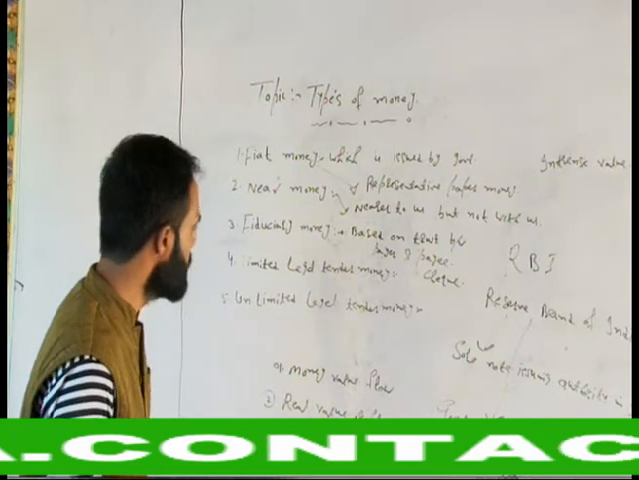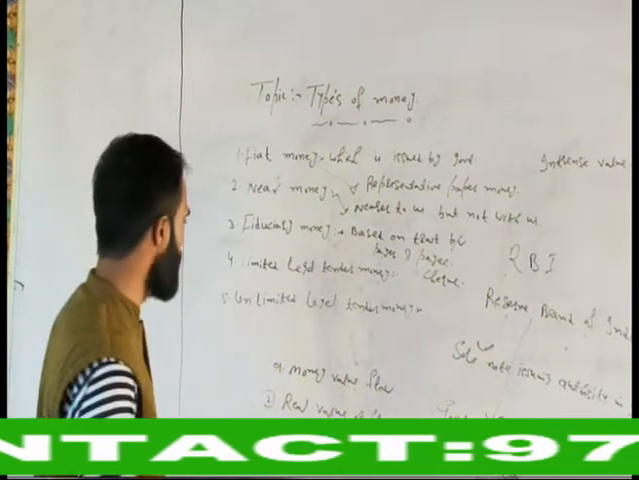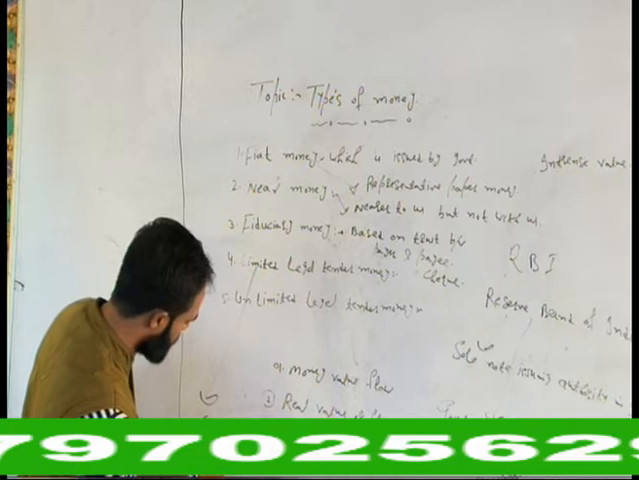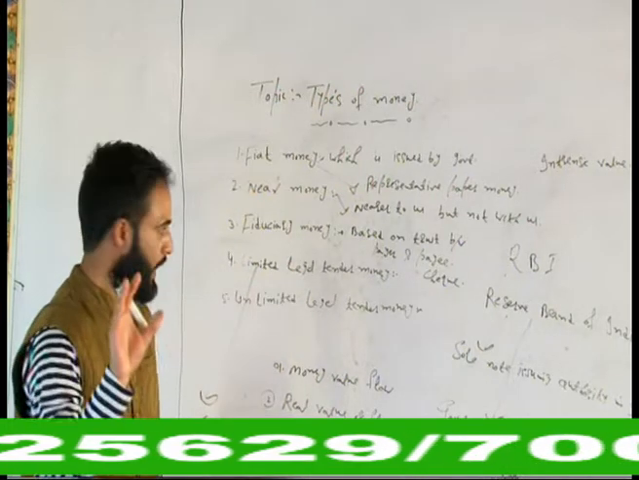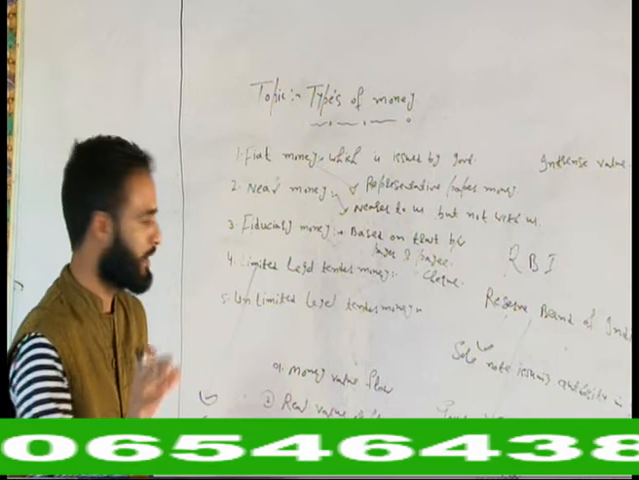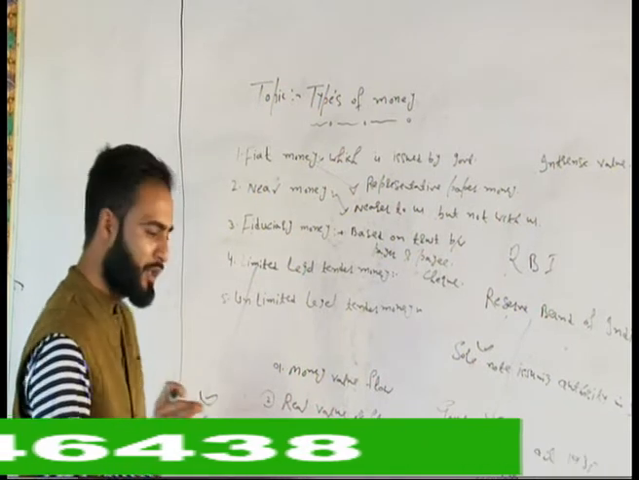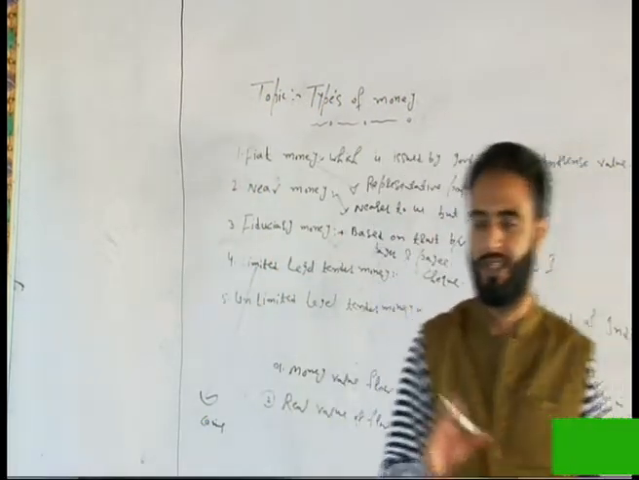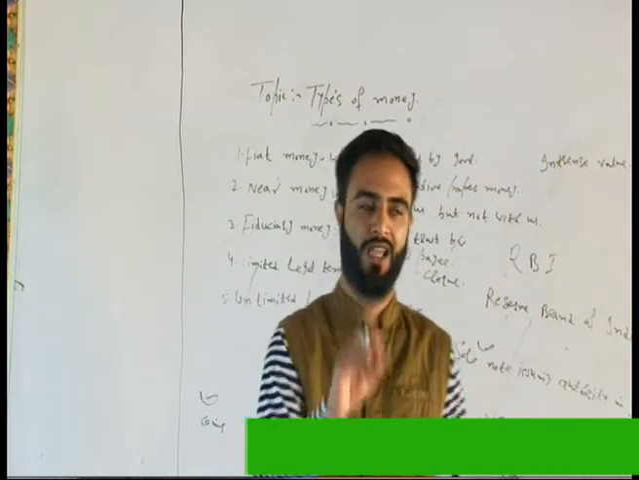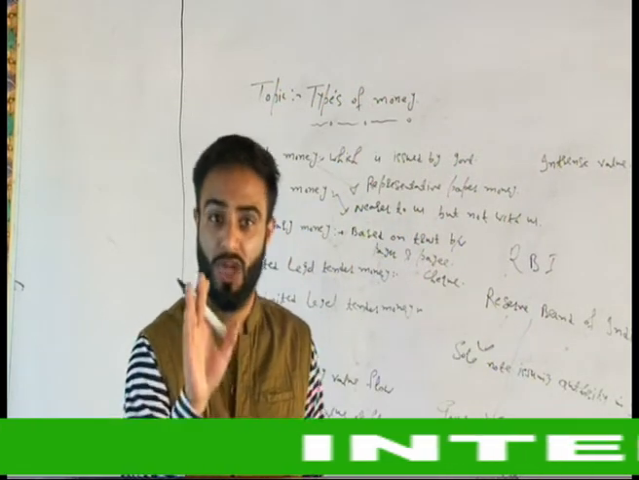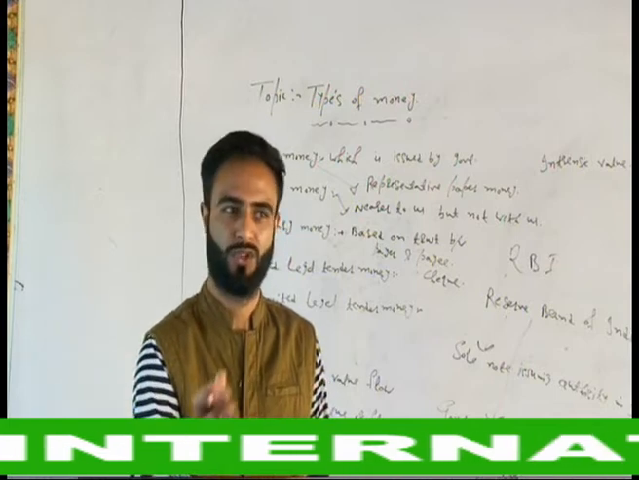Fourth one is limited legal tender money. Coins, all the coins are limited legal tender money. Coin is basically legal. Legal means backed by law. Legal means enforced by law. We can't make huge denominations. We can't make huge payments by means of coins. If I have to pay someone ₹1 lakh, I can't pay him in terms of coins, either ₹1 coins or ₹2 coins.